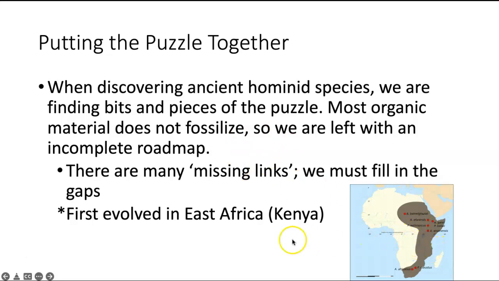Alright, but we do think that humans evolved first in East Africa and what is today modern Kenya. And we think we know that because of the different types of fossils we found. We found a lot of the really early ones in Kenya and East Africa, and then they seem to spread out from there, and then you start to get a little bit more recent and more advanced hominid fossils and pieces of the puzzle.